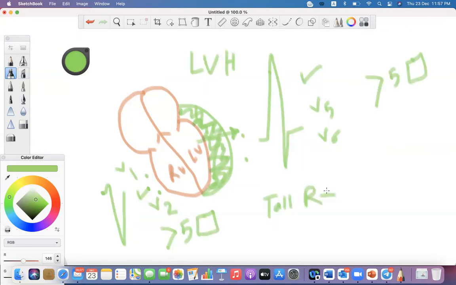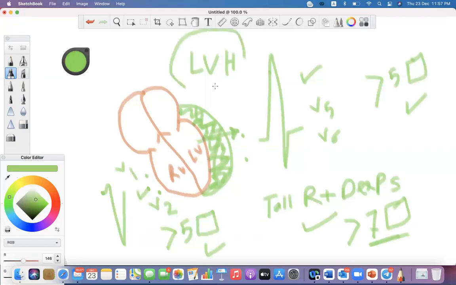plus deepest S is more than 7 large squares. These are what we call Sokolow criteria for left ventricular hypertrophy. When you find a deep S above 5 large squares, or a tall R above 5 large squares, or the sum of the tallest R plus deepest S above 7 large squares, this denotes the presence of left ventricular hypertrophy.